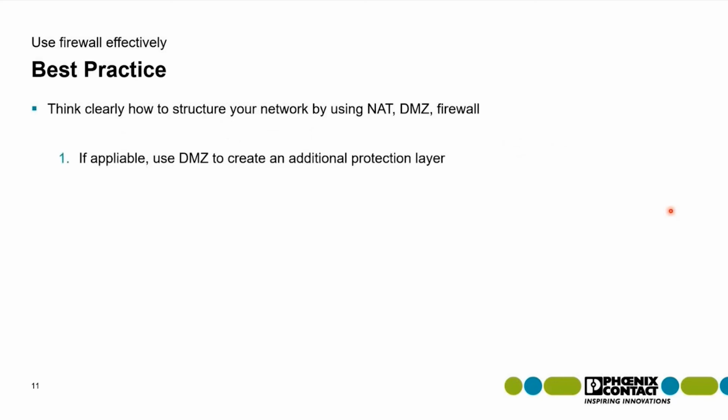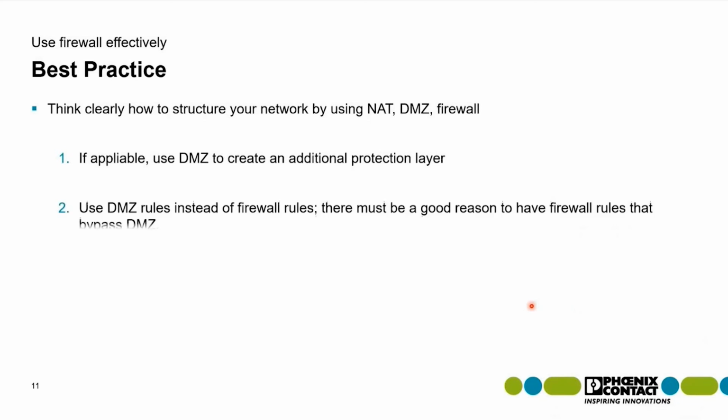First one, if applicable, try to use DMZ to create an additional protection layer. Since a DMZ creates an additional layer, please do use DMZ rules instead of firewall rules. There must be a good reason to have firewall rules that bypass the DMZ. So in this case, use DMZ rules saying external to the DMZ or internal to the DMZ. And you should have the firewall rules, for example, block all. So all the traffic is filtered out.